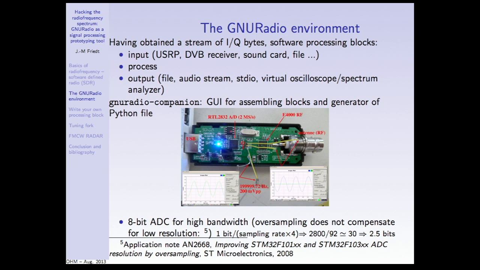So if you can live with low bandwidth, high resolution, go for the sound card. If you need the bandwidth, go for the digital video broadcast receivers. It's not a matter of binary decision. It's to decide what kind of objective you want to reach.